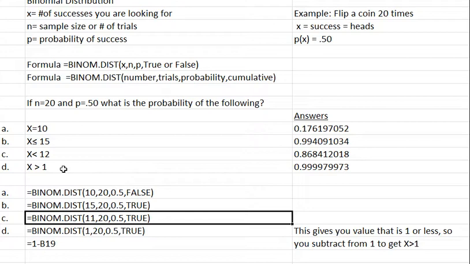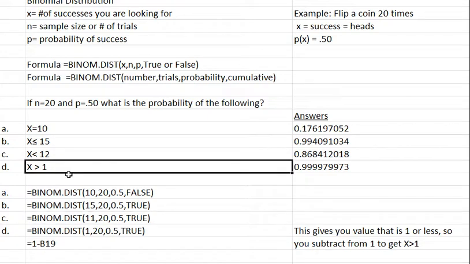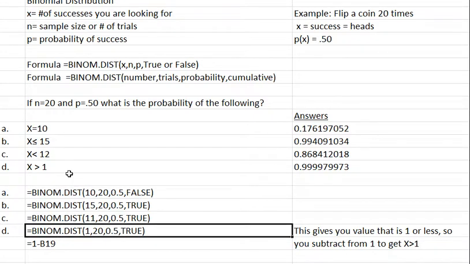Now, if we want to do greater than, the binomial distribution always gives you either equal to or less than. It never gives you greater than. So in order to do that, you have to put in what you're looking for and then subtract it from 1. So if we want greater than 1, we're going to put 1 in the formula.